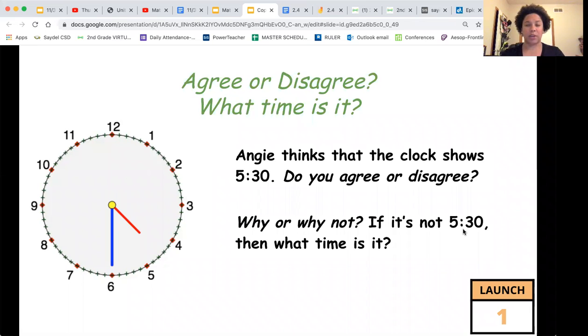Now let's think, do we agree or disagree? Looking at our clock, what time is it? Our friend Angie thinks that the clock shows 5:30. Do you agree with Angie or disagree? Why or why not? If it's not 5:30, then what time is it? Pause and think, and then we'll talk about it.